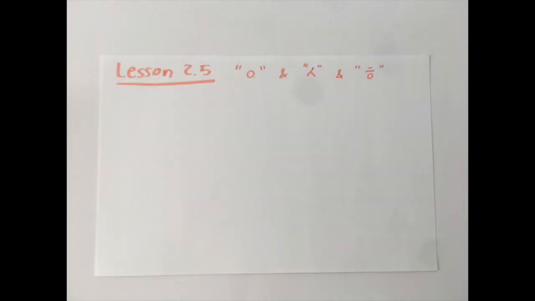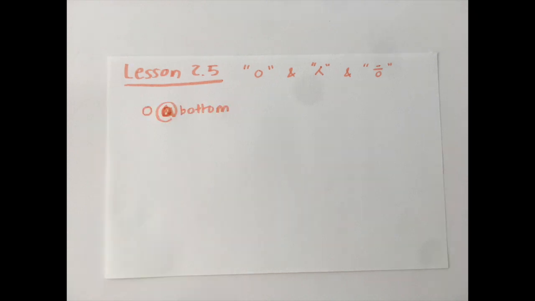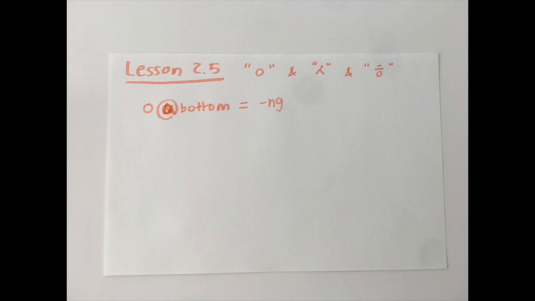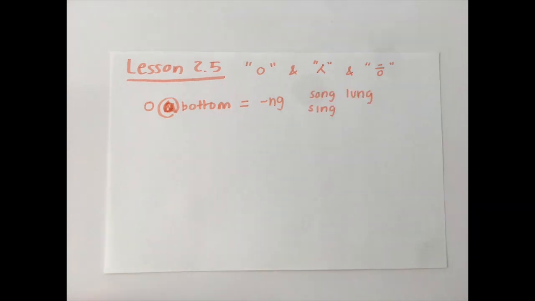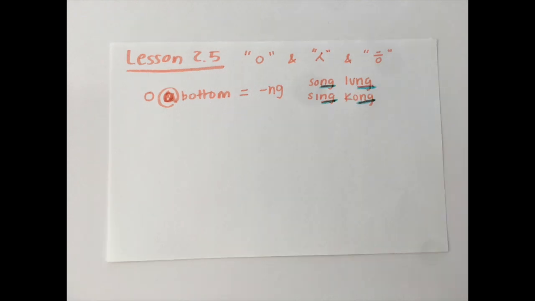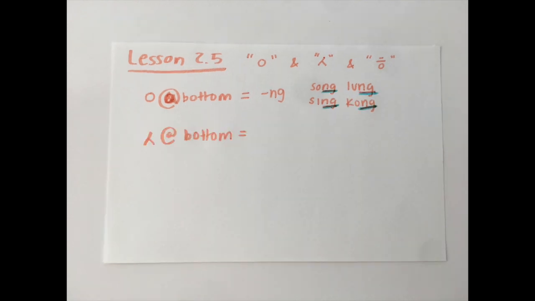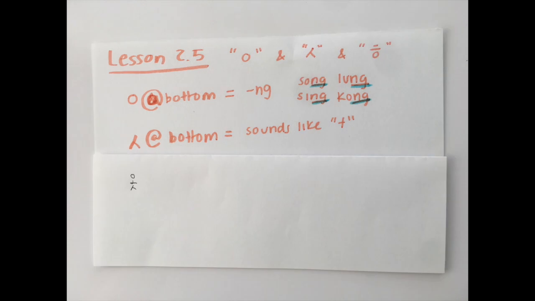So what's the catch? You already know. It's another lesson. Lesson 2.5. The O at the bottom has an NG sound, as in song, sing, lung, and kong. Whereas S at the bottom sounds like T. Take for example 옷, the word for clothes mentioned earlier. And since it has an S at the bottom, it will sound like a T.